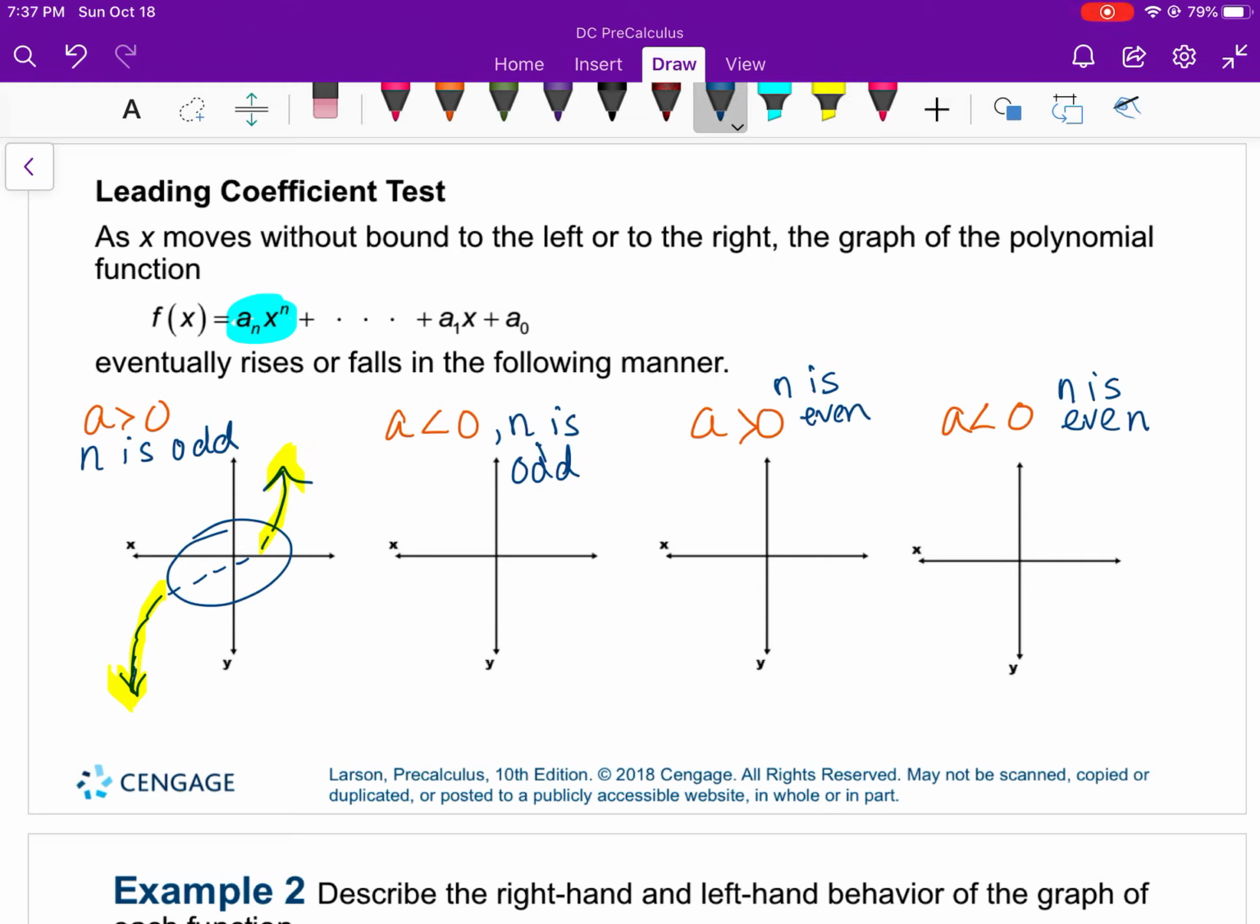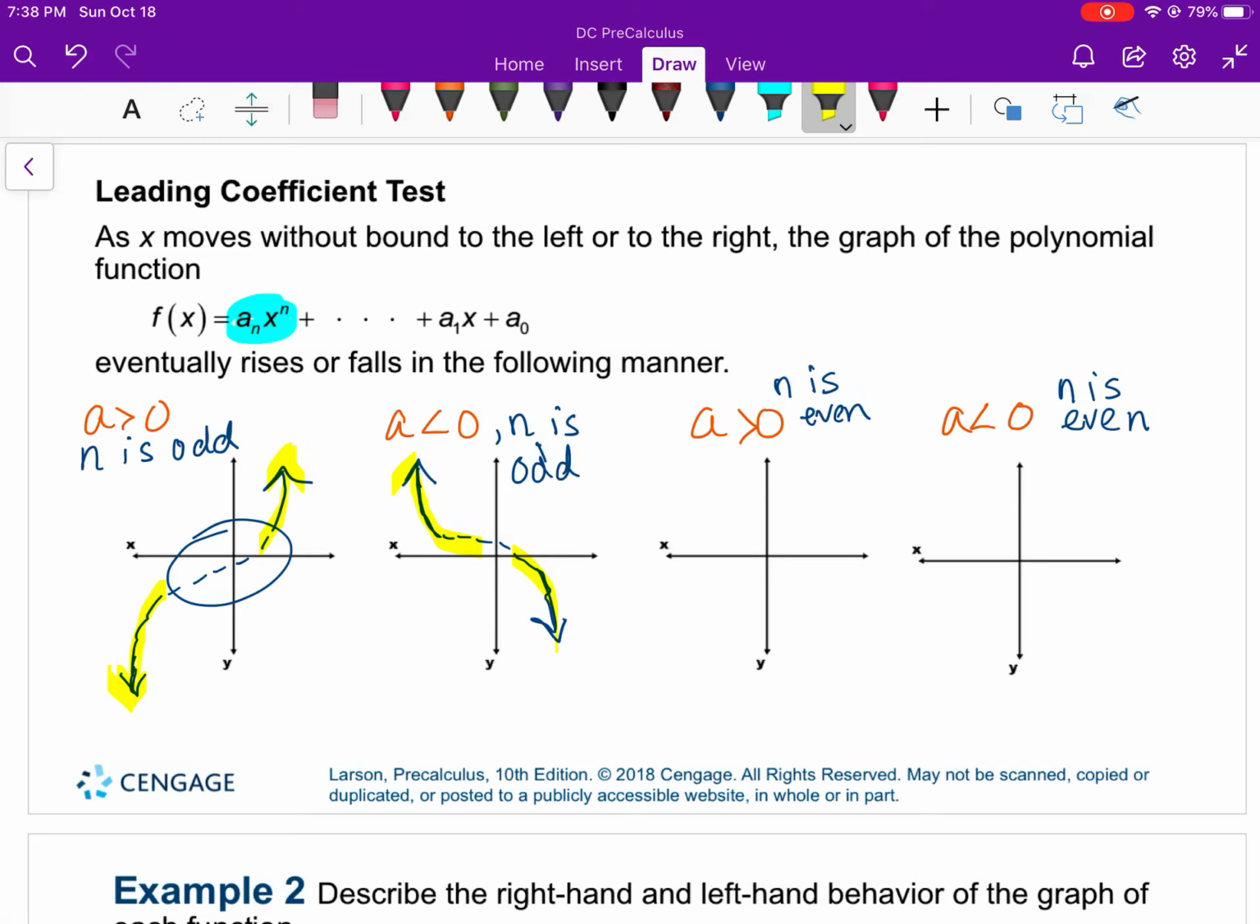And then if N is odd and A is negative, that just means my arms flip. Left arm up, right arm down. Again, it's these ends that are super important.